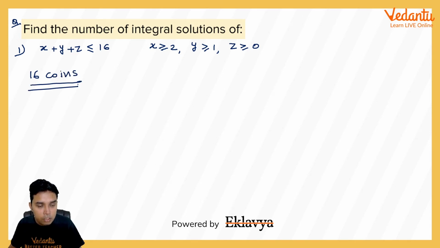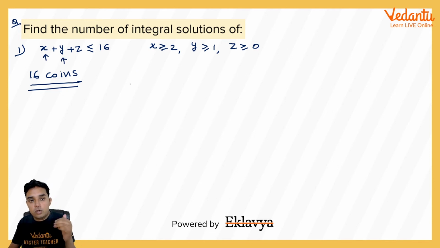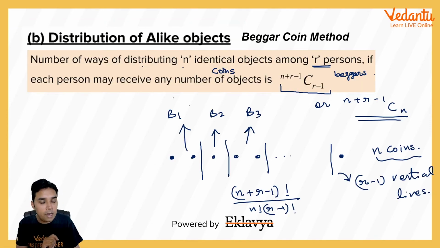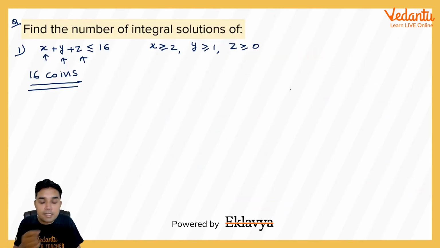So you have to give some coins to beggar number 1. Let us say x coins go to beggar 1, y coins go to beggar number 2, and z coins go to beggar number 3. And this sum is less than or equal to 16, which means you are not forced to give all the coins to these 3 beggars. But in this formula, if you remember, I told you all coins will be given to the beggars. That is how we got this formula. So here I think this formula will not be applicable.